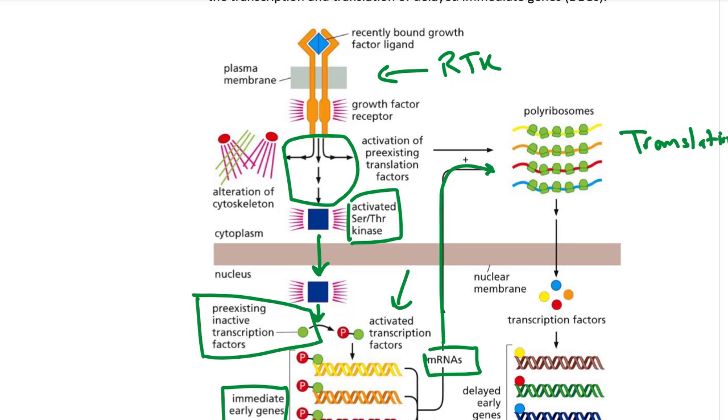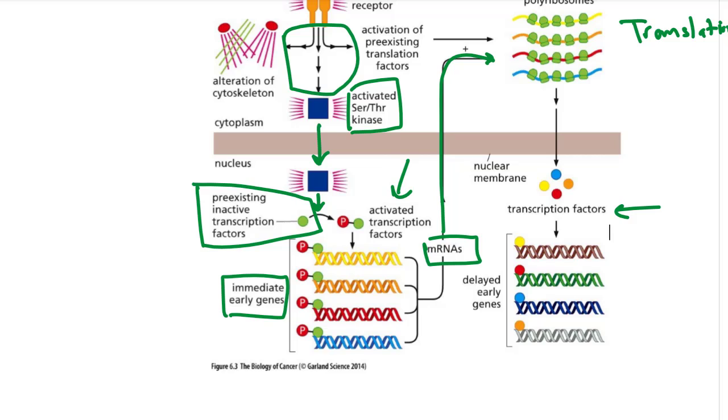And among these immediate early genes are some more transcription regulatory proteins or transcription factors. And these transcription factors go into the nucleus again, and they activate the transcription of the delayed early genes. And you get your messenger RNA again for the delayed early genes, and then they go to the cytosol where they are translated into the products of these delayed early genes, the proteins.